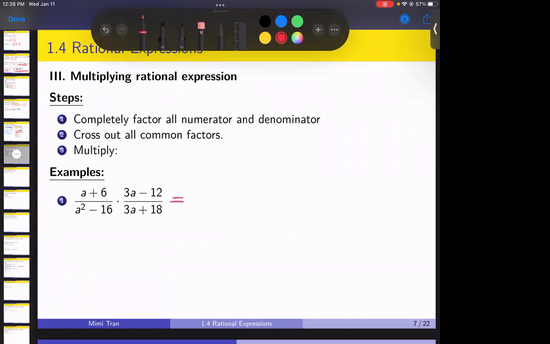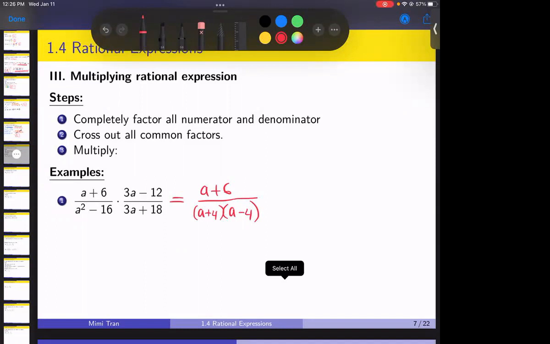Now, when I ask you to simplify expressions, your best bet is factoring. Factor until you cannot factor anymore. So a plus 6 is prime. There's nothing I can do. What about a squared minus 16? Very good. Everybody okay with that? Yeah.